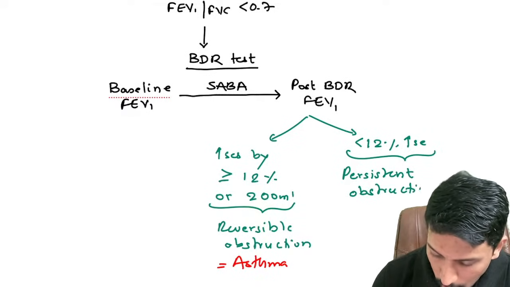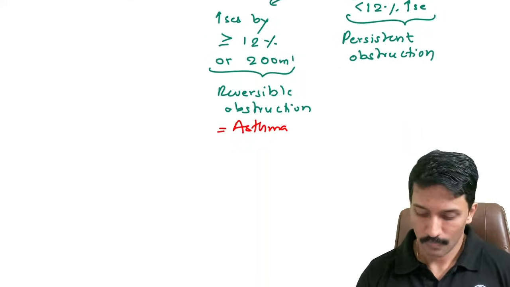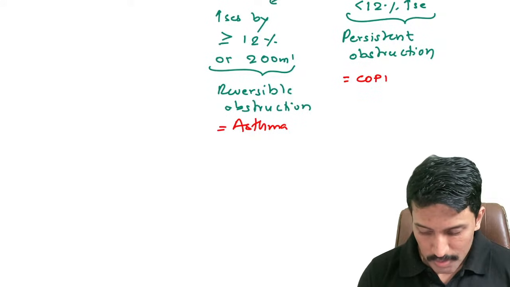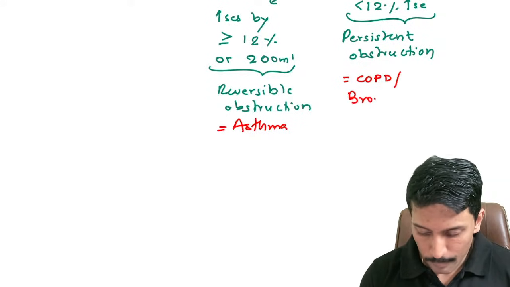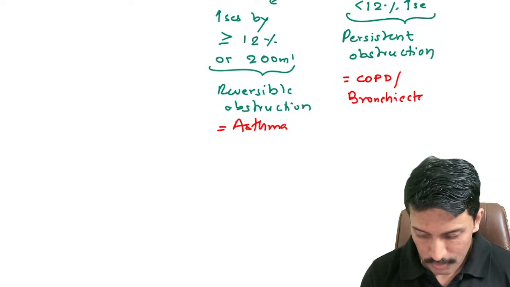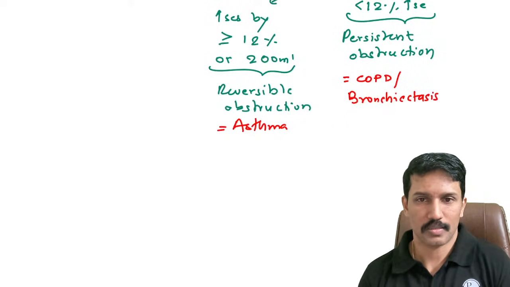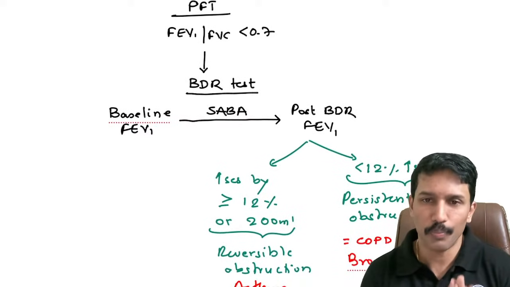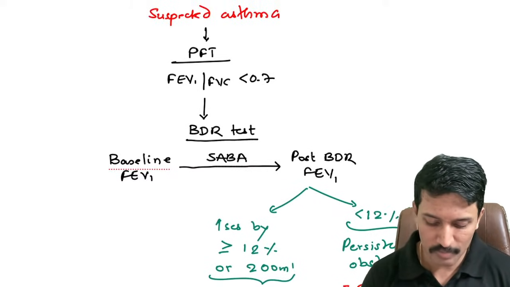So what other obstructive disorders do you know? Persistent obstruction could be seen in COPD or patients with bronchiectasis. The same flowchart you can replicate for COPD as well. In COPD also you can write suspected COPD.